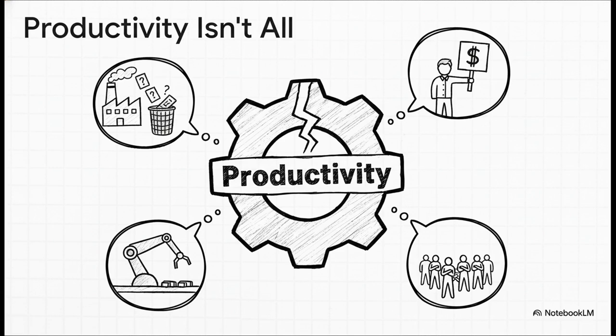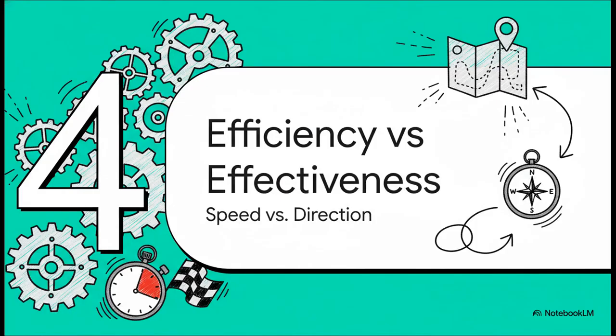Or what happens if your workers see the company making more money and demand a pay raise that just eats up all those savings? And what if they fight you on new technology because they're scared of losing their jobs? Productivity doesn't exist in a bubble. And this leads us to one of the most important ideas in all of operations management, and a concept you 100% need to get your head around: the difference between being efficient and being effective.